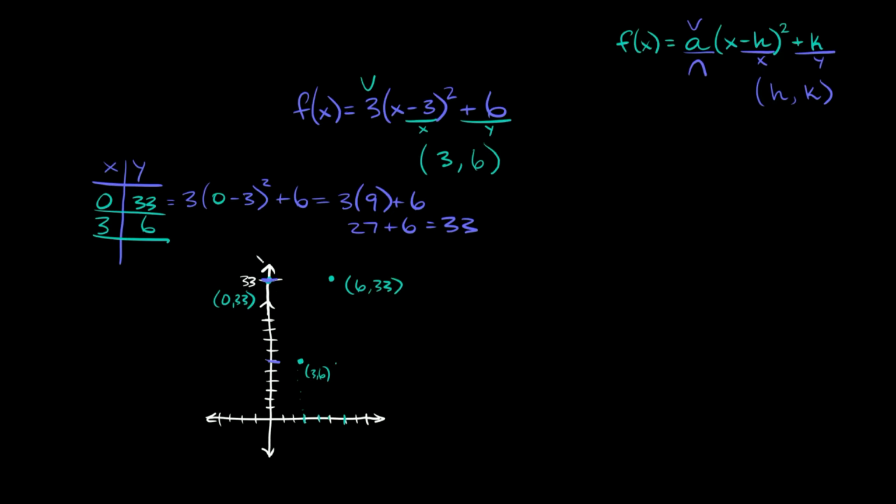Okay, so then you can just connect the dots like so. And the last things I want to point out are the axis of symmetry, domain, and range. The axis of symmetry is just a vertical line that runs straight through your vertex. So the axis of symmetry here is at x equals 3, okay?